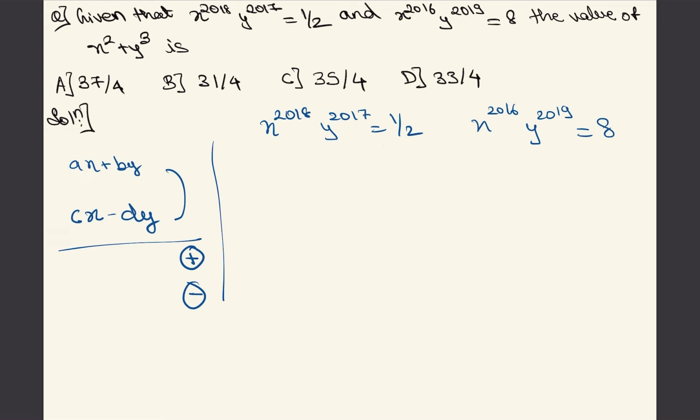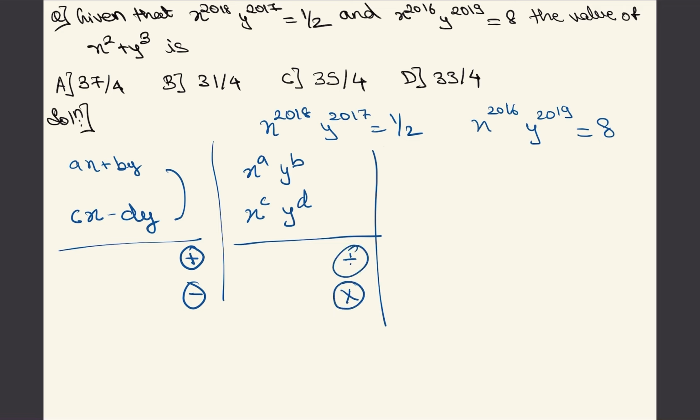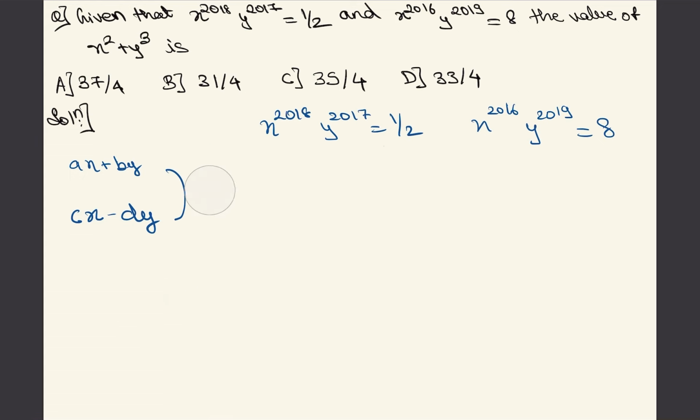If the same type of situation arises with x raised to a and y raised to b in some equation, and x raised to c and y raised to d in another, what you need to do is first divide, so you'll get some equation, and then multiply, so you'll get another equation. That's the general rule. Remember this, and that's how we'll solve this question. So let's erase this and get back to business.